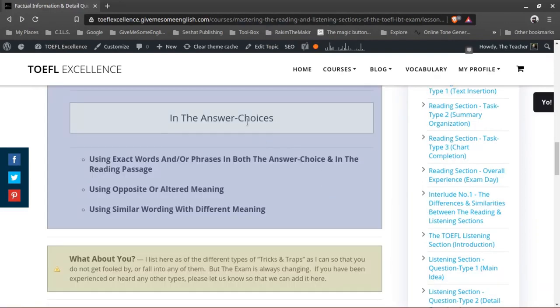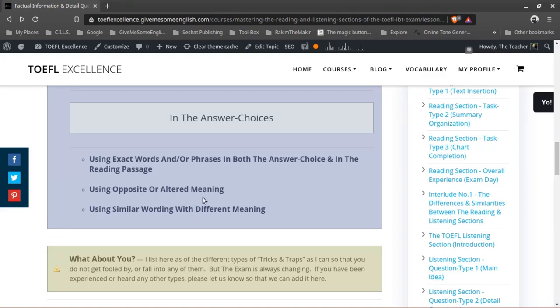Okay, so what about in the answer choices? The first one, and the most common one, and this is probably the most common trick or trap in the whole TOEFL reading section, is using exact words or phrases in both the answer choice and the reading passage. Now, these are actually subsets of this, because what happens when they do use similar words or exact words is that a lot of times it has an opposite or altered meaning.